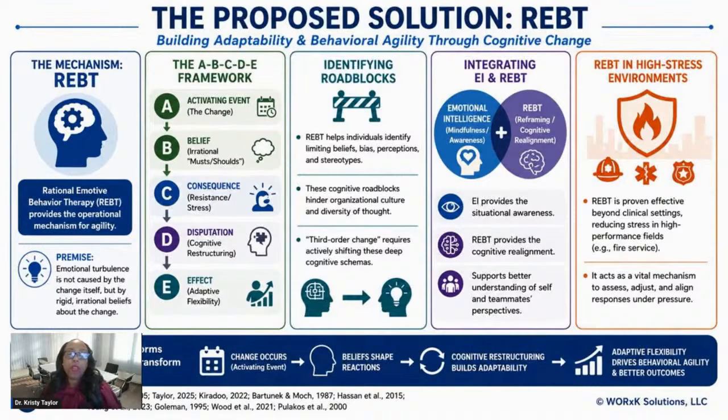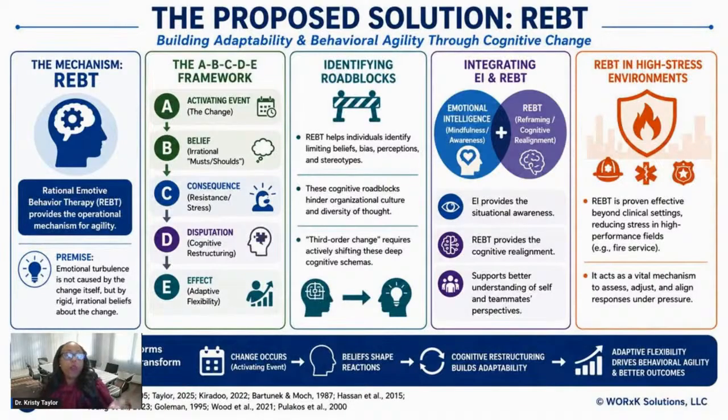REBT is based on a simple but powerful premise that emotional turbulence is not caused by the change itself, but by the belief that we hold about the change. Now, there are some limitations associated with this when we talk about the realities of running an organization. But for processes where we're implementing everyday change, some of that resistance, again, is rooted in bias, stereotypes, etc., about what we feel or perceive that are not necessarily the reality of that change, which is what this is meant to address.